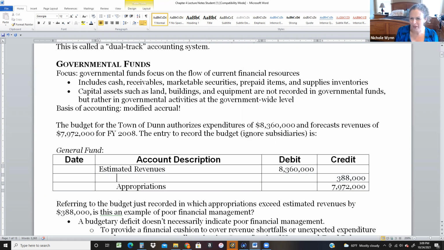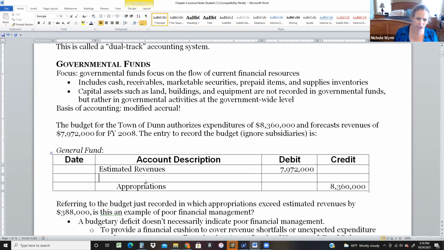Now here, your book varies on how it handles this, depending on the edition you're using. Sometimes it uses budgetary fund balance and sometimes it just uses fund balance. And so am I doing this backwards? Look, I put the numbers backwards. So estimated revenue is actually forecast revenue of 7,972,000. Sorry, I just noticed that and I was like, what's going on here? 8,360. Okay, so now my difference is actually a debit.